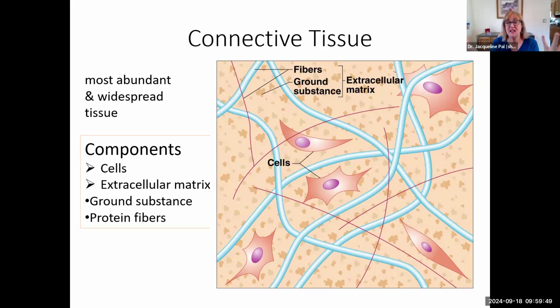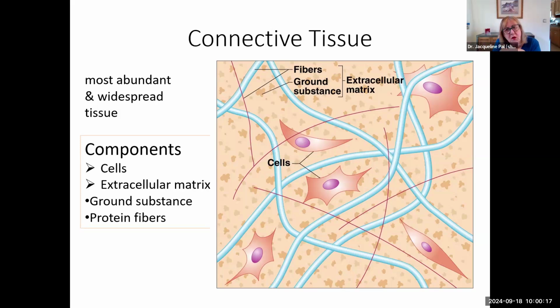And the stuff that's not cells is outside the cells. So we say it's extracellular, which just means outside the cells. And because it can look like a lot of different ways, we call it the matrix. So it's called the extracellular matrix, or you can just call it the matrix. Doesn't matter, because it's cells or it's extracellular matrix. Two things make up connective tissue.